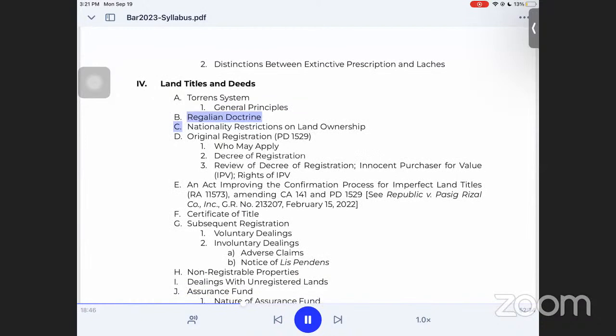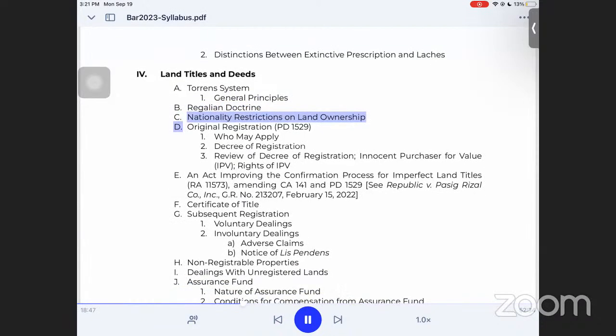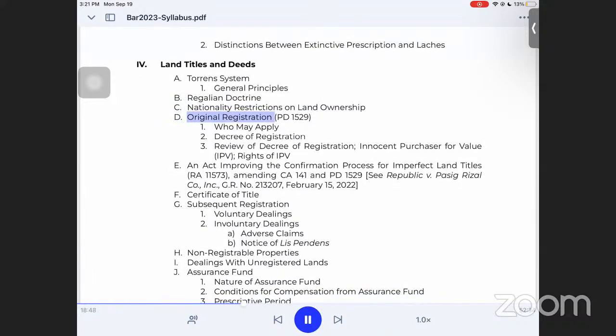B. Regalian doctrine. C. Nationality restrictions on land. D. Original registration, PD 1529.